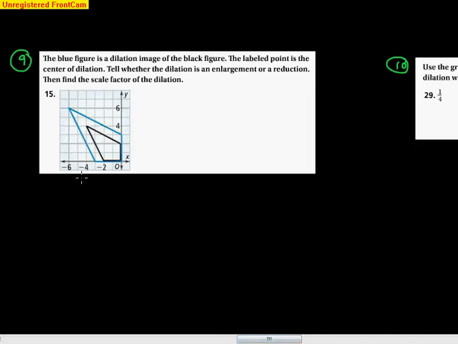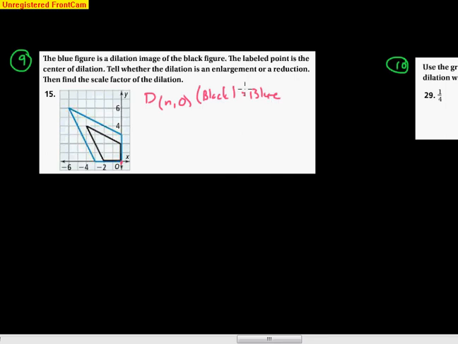Okay, and now we're in dilation territory. Number 9 here. It says the blue figure is the dilation of the black figure. The labeled point is the center of dilation, and that would be center right here. This is O. Tell whether the dilation is an enlargement or a reduction. Find the scale factor. So we are trying to find the dilation scale factor about the origin of the black figure to the blue. That's what we're trying to do.